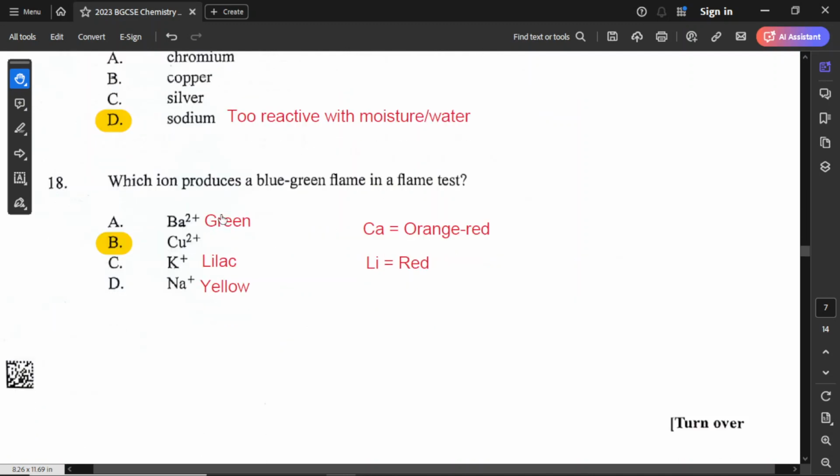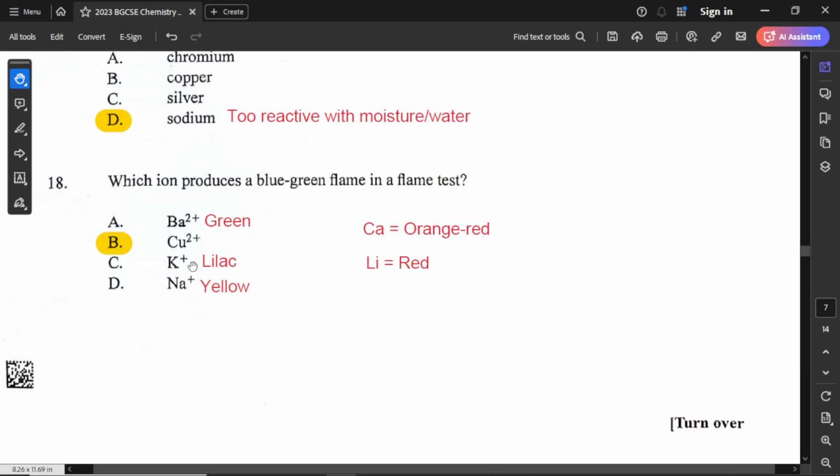Number 18 asked which ion produces a blue-green flame in a flame test, and this one is definitely the copper 2 ion. You should also know barium will give you green, potassium is lilac, sodium is yellow, calcium is orange-red, and lithium is red. An easy way to remember copper: copper sulfate is blue, so it gives a bluish color.